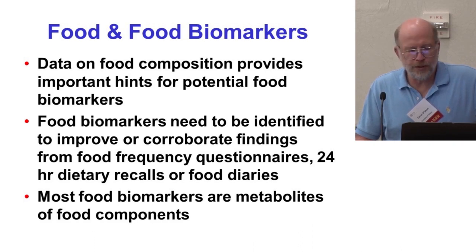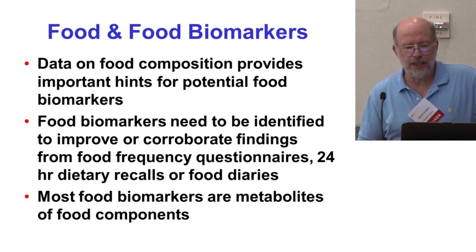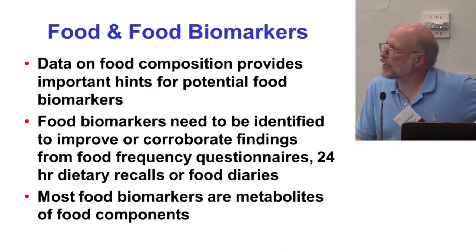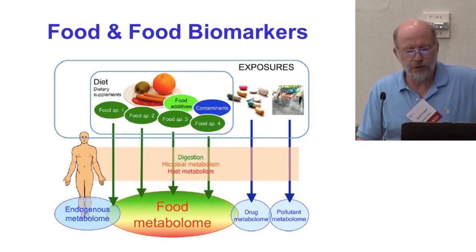What we also became aware of in these studies is that most food biomarkers are not actually specific food components, they are metabolites of food components. They are transformed by your gut microflora or liver enzymes into something that's a little different than what you ate. And this is illustrated here, which is a diagram we've used a few times to illustrate exposures, including the food we eat, and how these exposures, foods, drugs, pollutants, are transformed by our body to generate a whole bunch of other metabolomes.